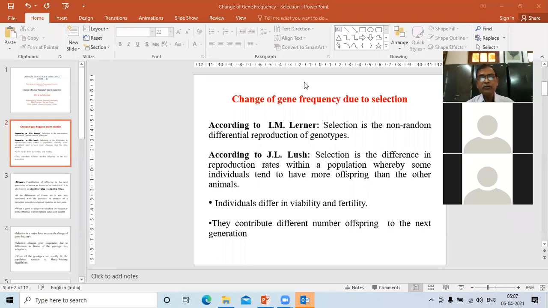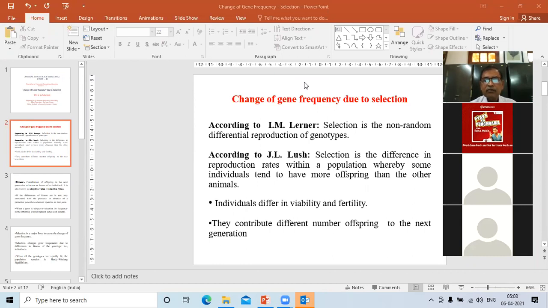There are two definitions, as defined by Professor I.M. Lerner and Professor J. Lush. According to Professor I.M. Lerner, selection is the non-random differential reproduction of genotypes, and according to Professor J. Lush, selection is the differential reproductive rates of genotypes whereby some individuals tend to have more offspring than the others. What does it mean? There is a little bit of difference, or virtually no difference, between the two definitions.